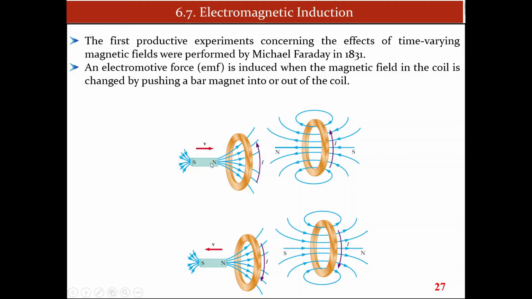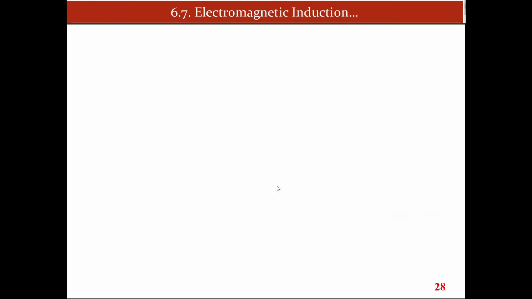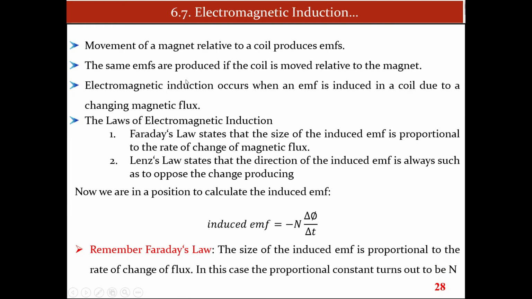Instead of moving this bar magnet, it's possible to move this coil in and out. With that, if the motion of the magnet is similar to the motion of the coil, then the produced current in both cases will be the same. So you make the bar magnet fixed, and it's possible to move the coil in and out. Here we can see that the same EMF is produced if the coil is moved relative to the magnet.